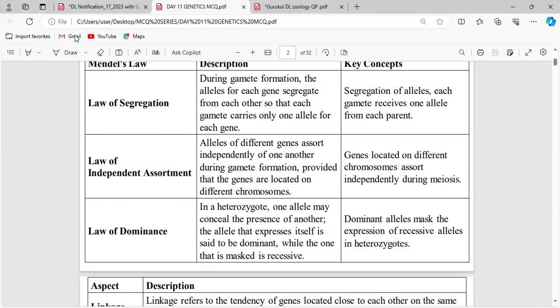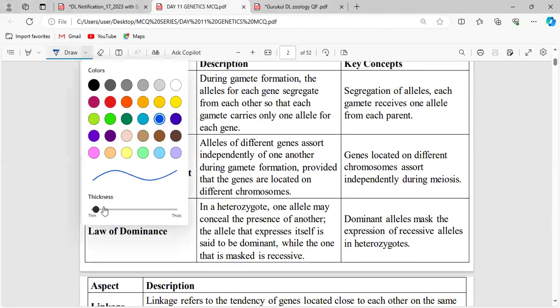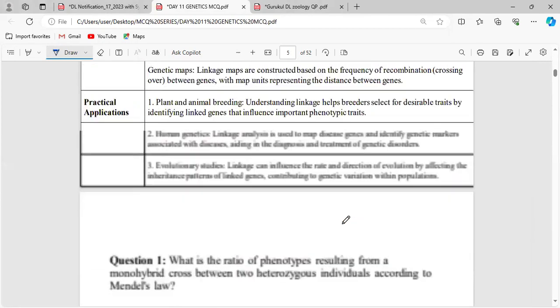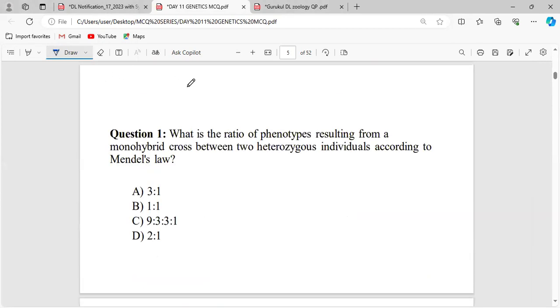Okay, that too particularly Mendel's law of inheritance. How many laws have been proposed by Mendel? Three laws. That is law of dominance, law of segregation, and law of independent assortment. Okay, I hope you all know these things.